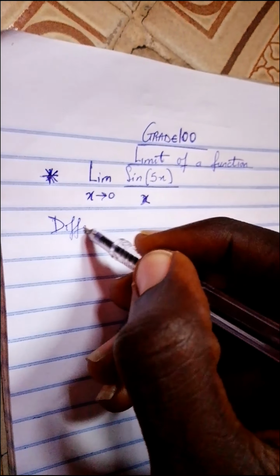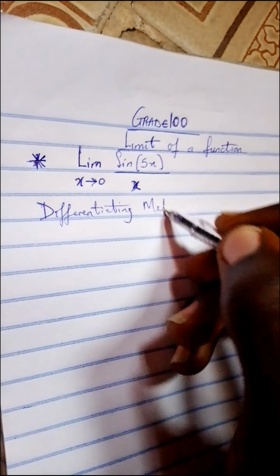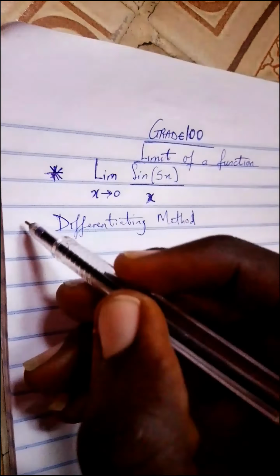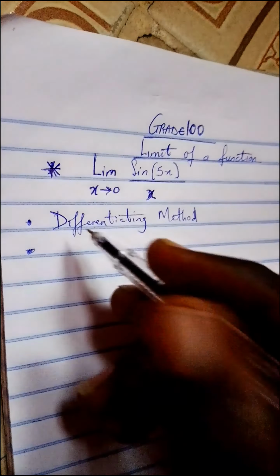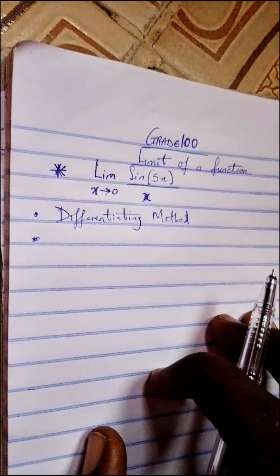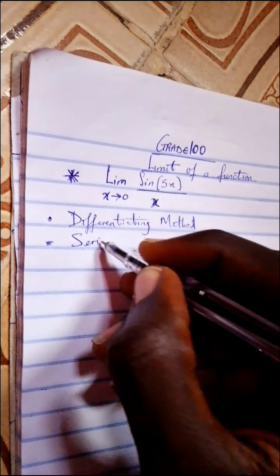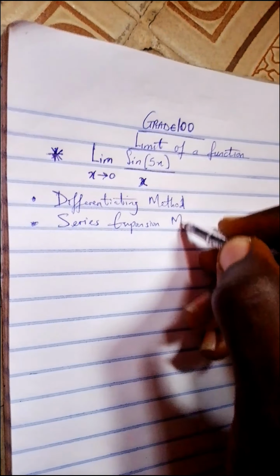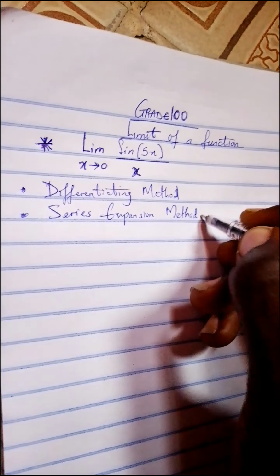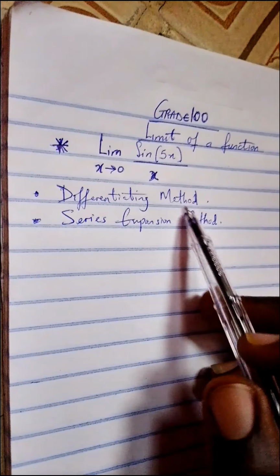The first one being the differentiating method. That's the first method we could apply here. And the second method we could apply is using the series expansion method. But for this video, we'll be looking at the differentiating method.